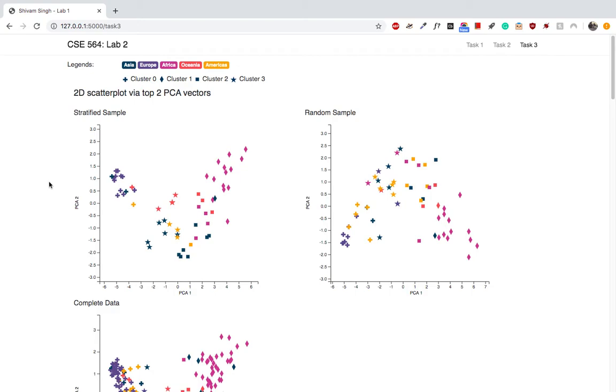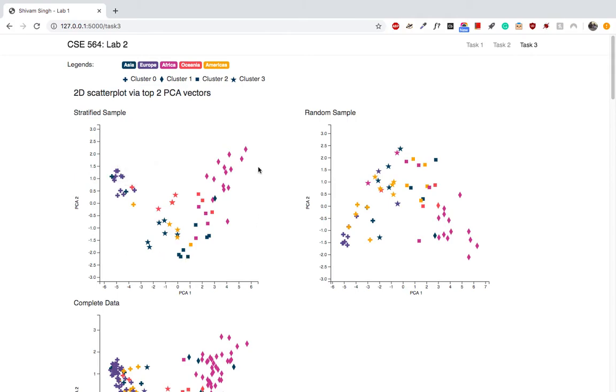Now let's take a look at the first kind of visualization, which is a 2D scatter plot of our top two PCA vectors. In this visualization, we can clearly see that not only the k-means clusters, but also the categorization based on the region holds true, as the countries belonging to the same region and cluster seem to be in one part of the graph, whereas countries belonging to different clusters and different regions are clustered together in a different part of the graph.